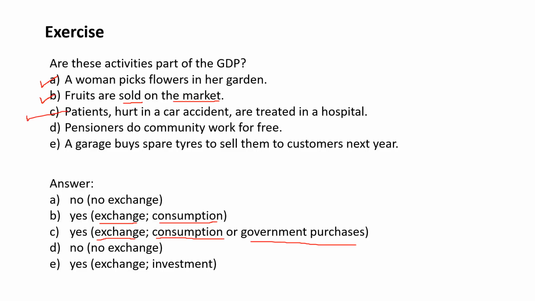Pensioners do community work for free, so there is no impact on the GDP because there is no exchange of goods or services. They didn't pay anything, they did it for free, and it has no impact on the GDP components. And finally, a garage buys spare tires to sell to a customer next year. So they buy the tires today, and they intend to sell these tires in the future. So this is considered an inventory, and you remember that inventory is part of investment.